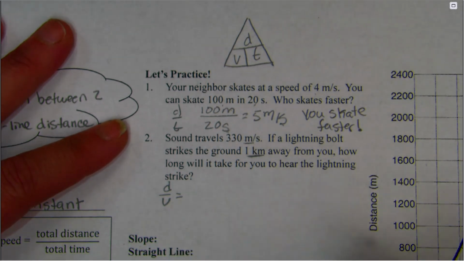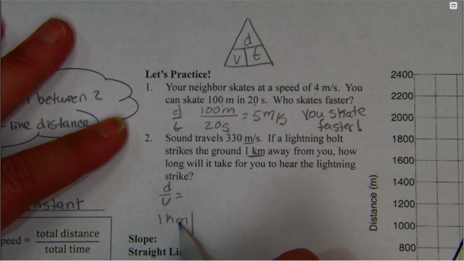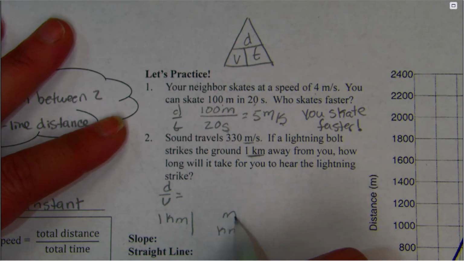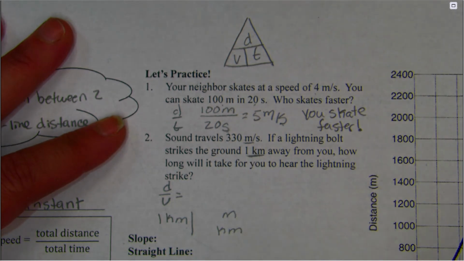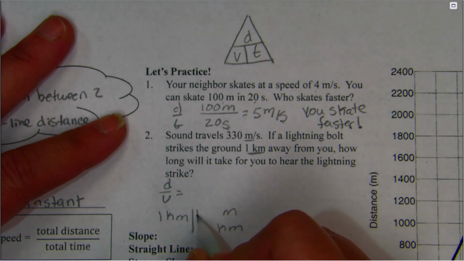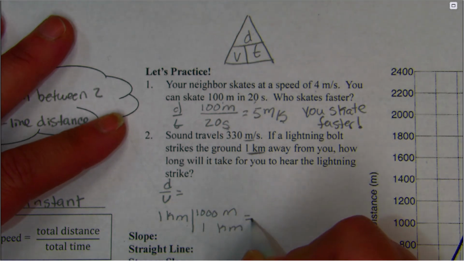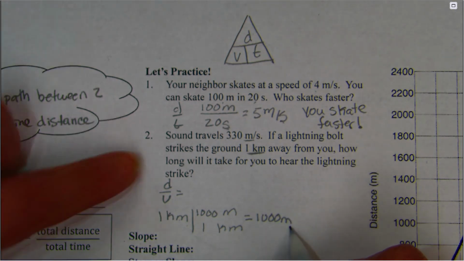So let's do a quick conversion before we plug it in. 1 kilometer has to go to meters. If kilometer is on top, remember we put it on bottom. We always have to go to a base unit, and meters is the base unit. The 1 always goes with the larger value. 1 kilometer is larger than meters, so 1 kilometer equals 1,000 meters. So my distance is 1,000 meters.